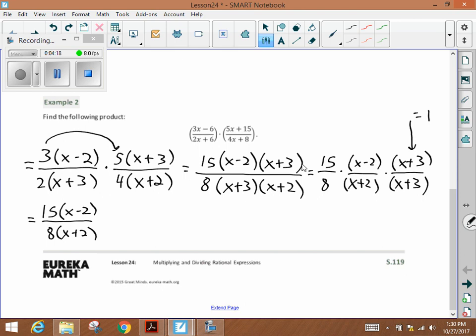And there you have it. So all that in between step there, you don't have to do that. You can just cancel right away when you see that you have two factors that are the same, one in your numerator and one in your denominator. You can just go ahead and eliminate them because they are equal to 1. And so that's going to be our final product. Let's move on.